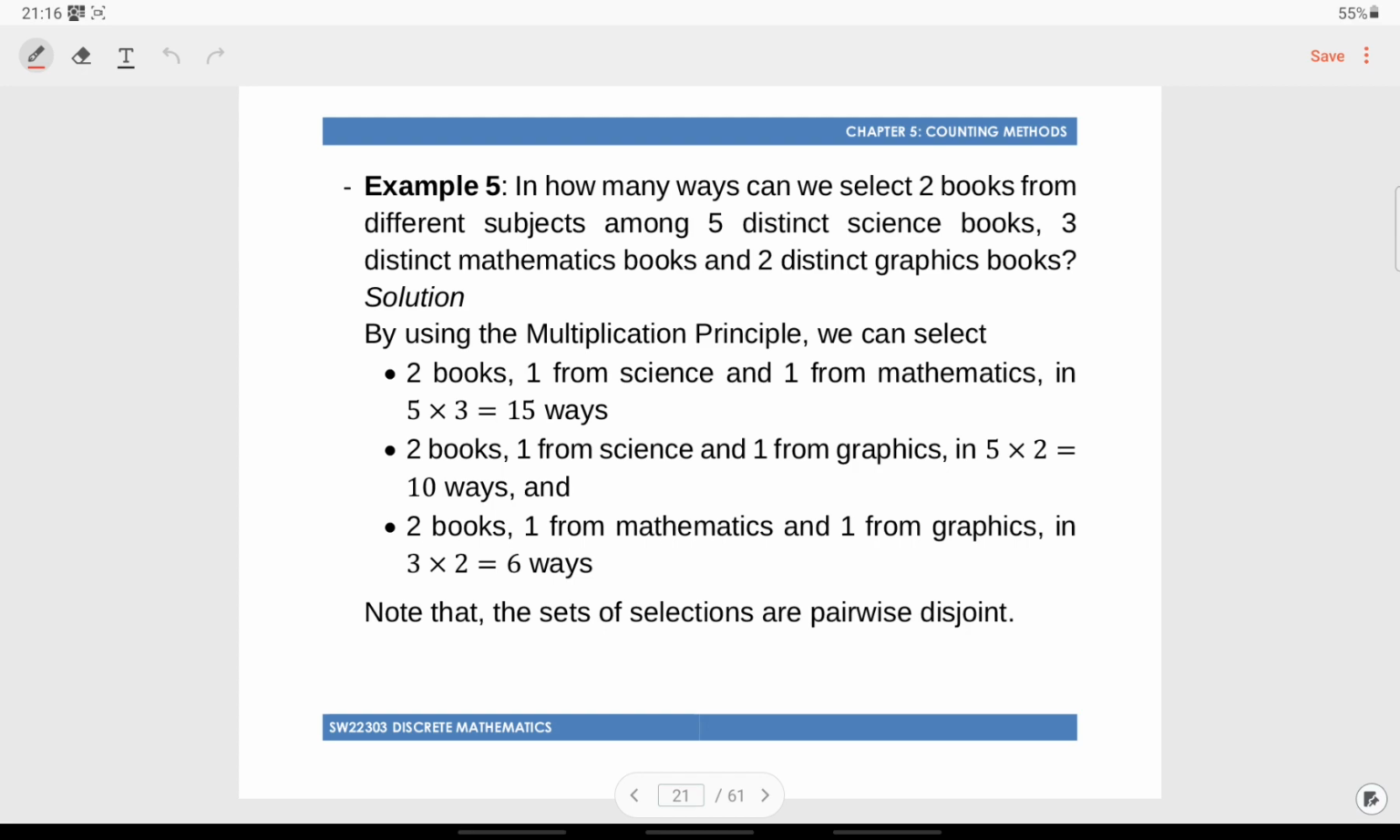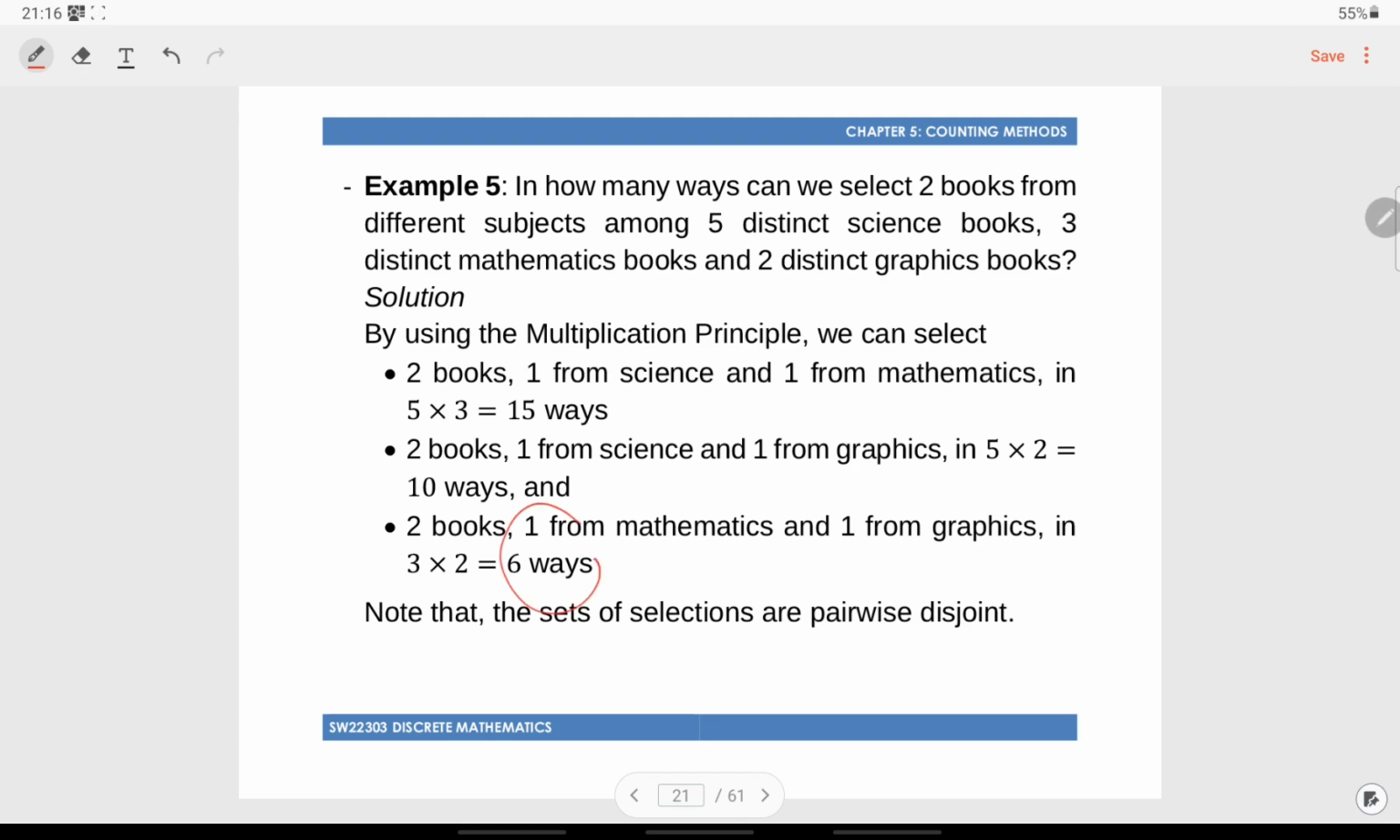Because these steps can be done in two successive steps, you start with selecting a mathematics book followed by selecting a graphics book. So this task can be done in 3 times 2 different ways, because there are 3 different mathematics books and 2 different graphics books. So in total there are 6 different ways.